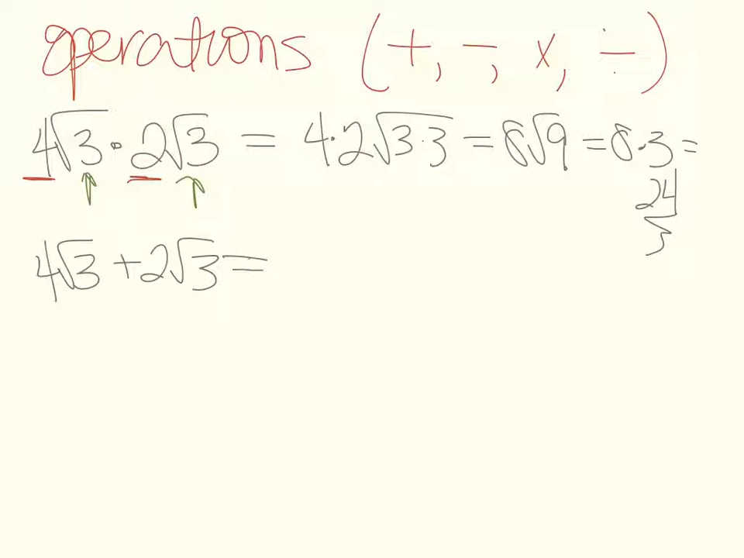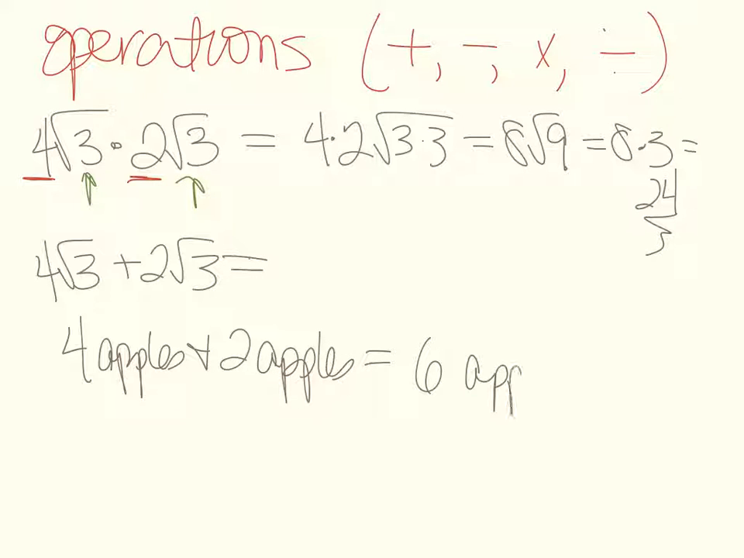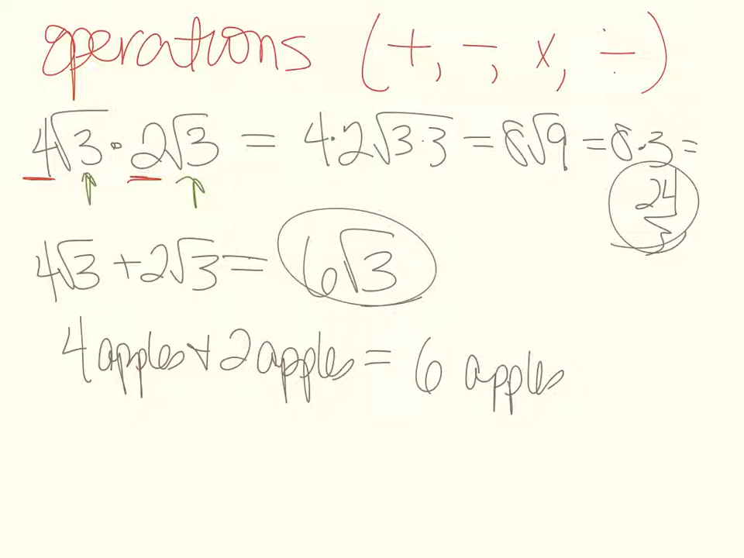Okay, with the second one, all I can do is group. This is like saying I have 4 apples and 2 apples. That gives me 6 apples. So I have 6 square roots of 3 as an answer. Okay, here we're just grouping with the addition or the subtraction.